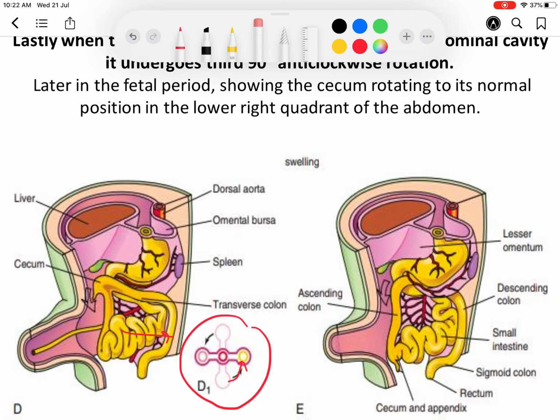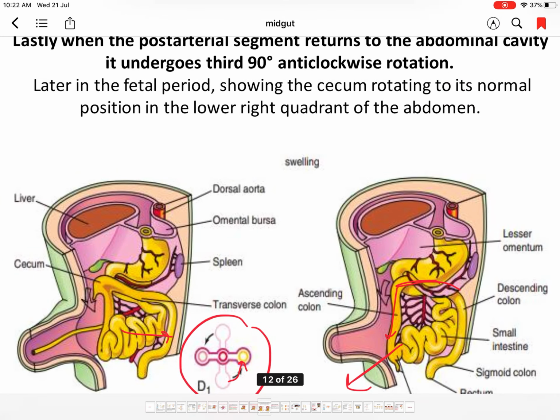Now initially this cecum is in subhepatic position. This is the developing liver, and initially the cecum and appendix are in subhepatic position. Now due to growth of the posterior abdominal wall, the cecum will descend and come into its final position, that is in the right iliac fossa. Now cecum has come into the right iliac fossa, and due to this the descending colon and transverse colon assume their final position.